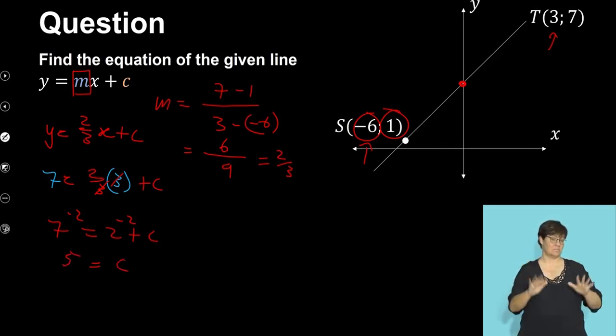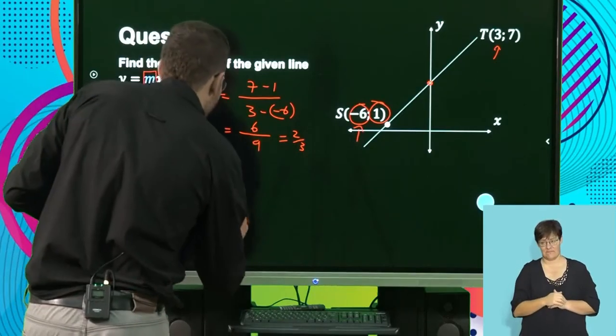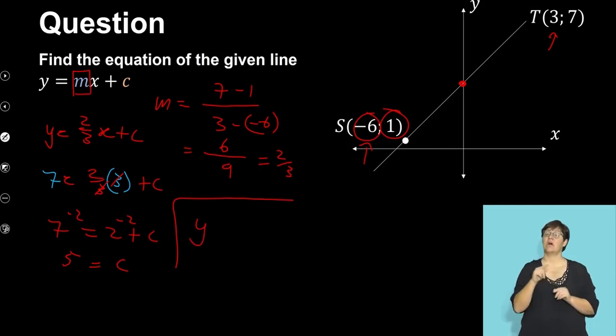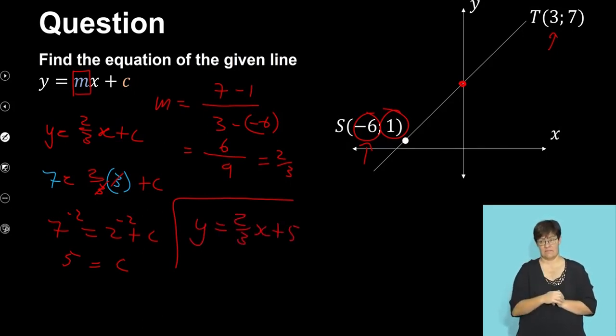Awesome. And so I've solved for my gradient, I've solved for my y-cut, and if I finish this question, y is equal to 2 over 3x plus 5. My y-cut, which I didn't know, is equal to 5. Awesome.